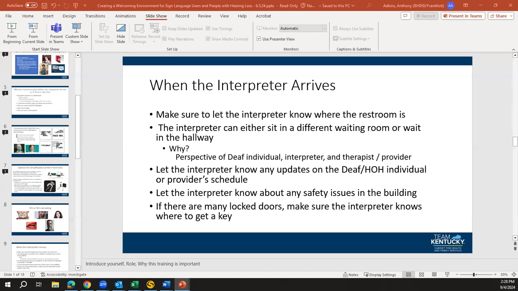The last point, there are several places we go that have locked doors. Please let the interpreter know where they can get a key to be able to use the door to have free access, for whatever reason, so that they can get out or in. So please make sure that the interpreter is aware of how to get access.